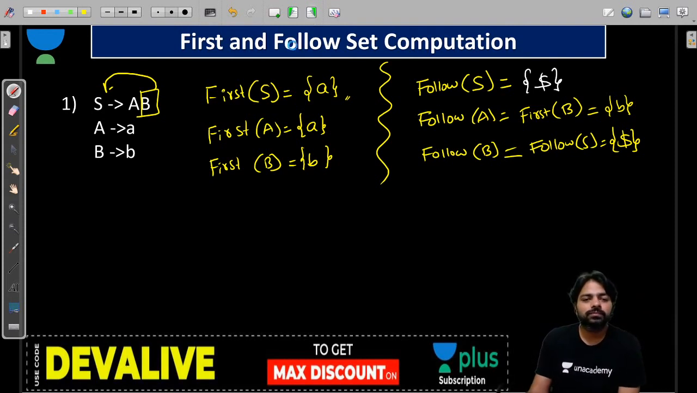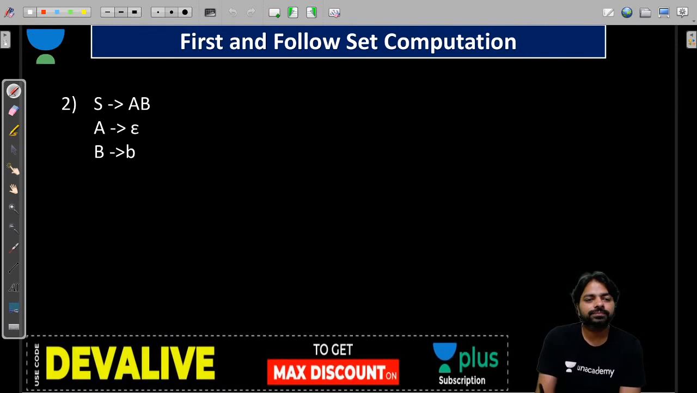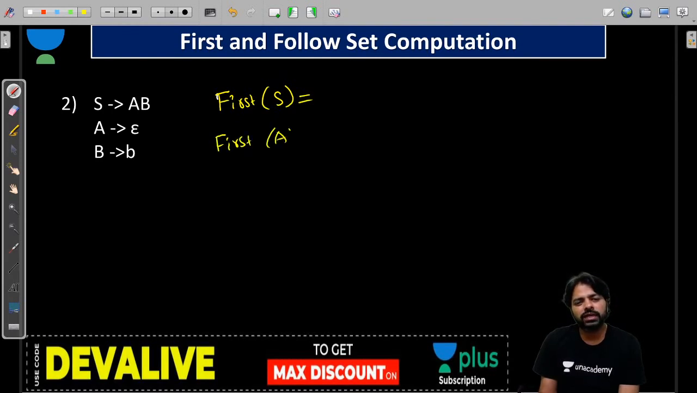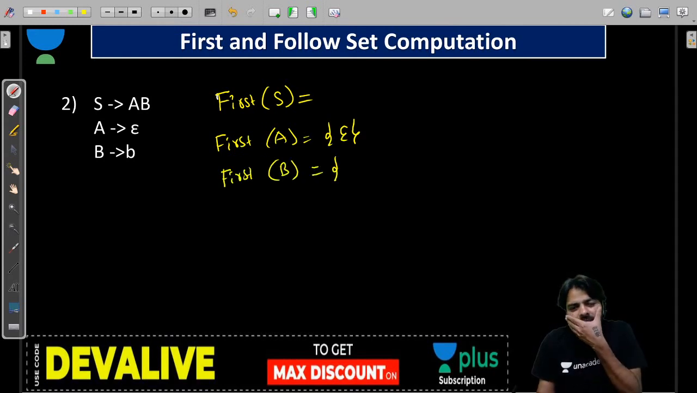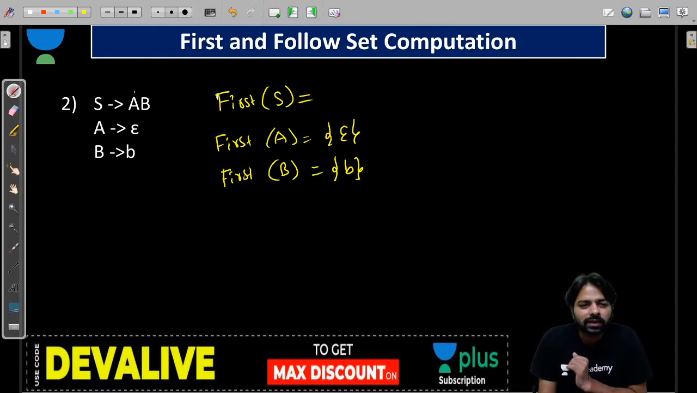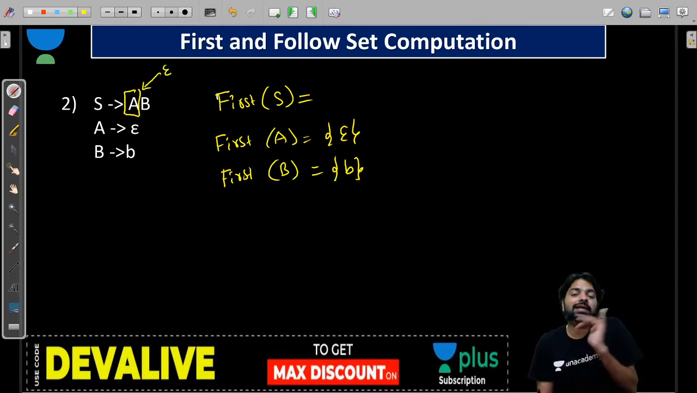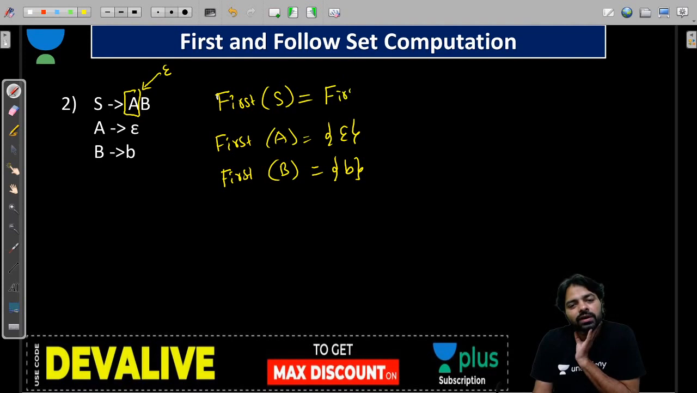Now let's move to the next one. First and follow set computation. Now S derives AB. You are required to compute the first set of S and first of A. Capital A will not do anything, it is only epsilon, very easy. And first of capital B is small b. And first of S is nothing but, now look at capital A, here epsilon is derived. Capital A doesn't derive anything else. It is just like first of B only, because B doesn't derive epsilon, so small b comes here.